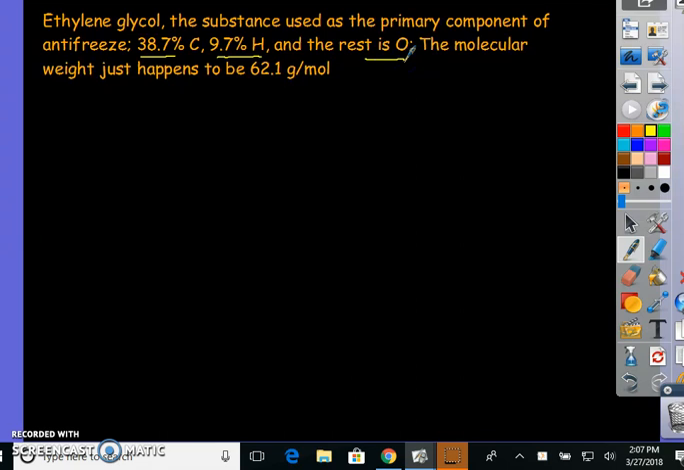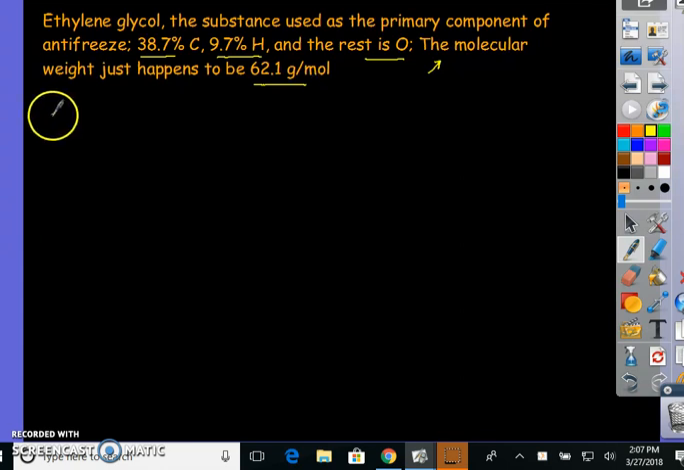And they want us to calculate first the empirical formula, and then, if you've noticed, they've given me the molecular formula weight, because it just happens to be 62.1 grams per mole. So that's a clue that I'm going to have to calculate the molecular formula. So let's go ahead and get started here.